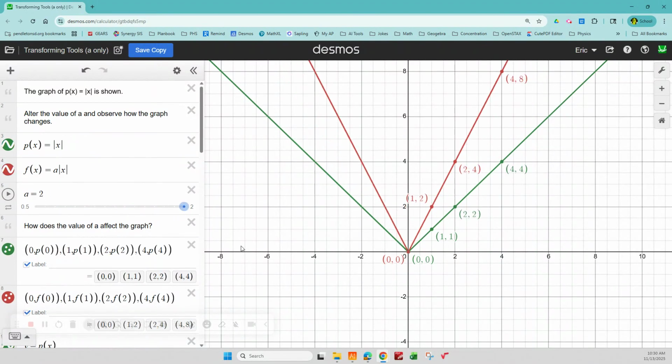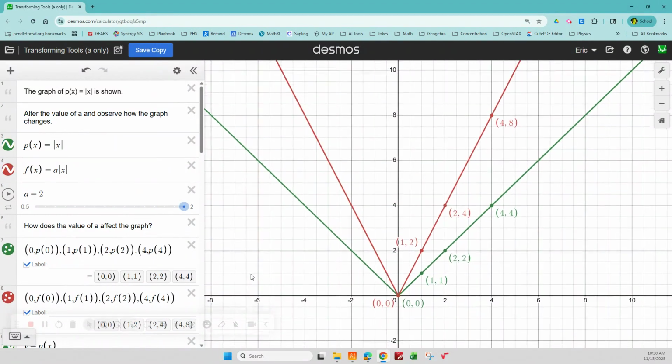It takes all those points and they just get stretched out vertically, don't they? So now, instead of going 1 to the right and up 1 like I normally would on my parent graph, I go 1 to the right and up 1 times 2. So I'm going up 2. Instead of going over 2 and up 2, I go over 2 and up 2 times 2. I go up by 4. Well, what if I made A equal to 3? What would that do?